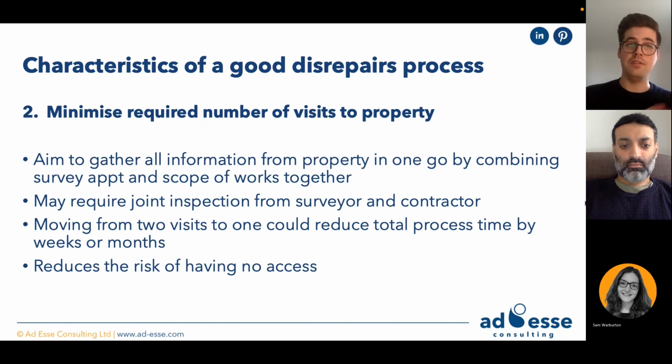The other benefit of just having single visits is it's reducing the risk of having a no access as well. It's halved the risk of having a no access, which is also important in being able to move the process along seamlessly. Yeah, very much we think this is what teams should be aiming for, just having that single appointment to get all the required information.